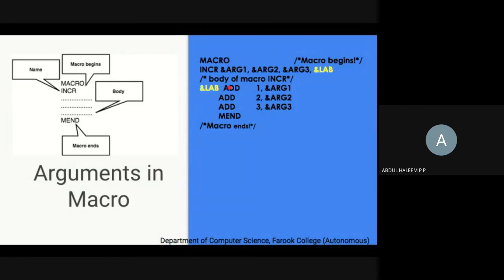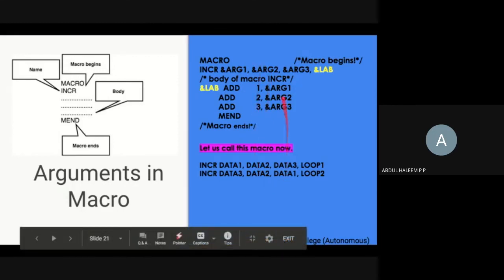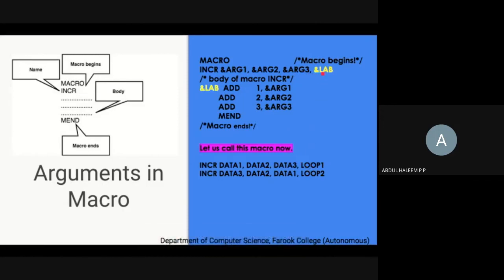Now let us see how this macro can be called. So when you call this macro, we can say INCR, and we have 4 arguments. See, data 1, data 2, data 3, and loop 1. Here, data 1 corresponds to arg1, data 2 corresponds to arg2, and data 3 corresponds to arg3. We have loop 1 that corresponds to lab. It's an actual label.